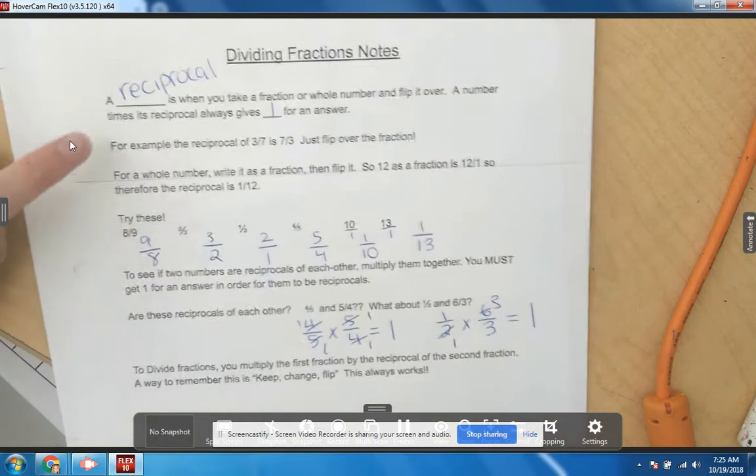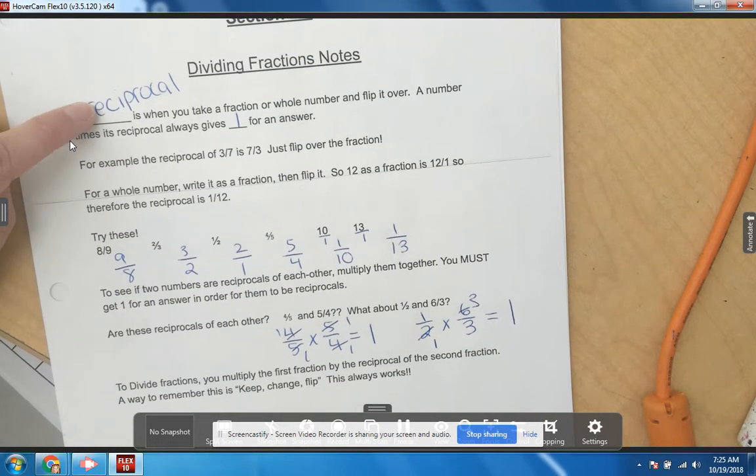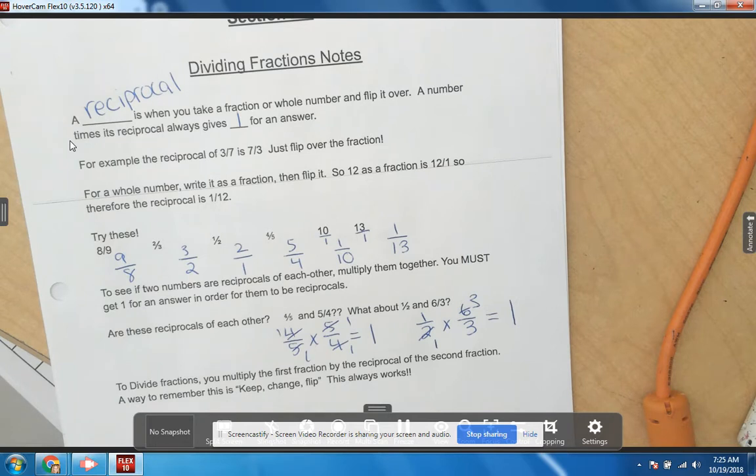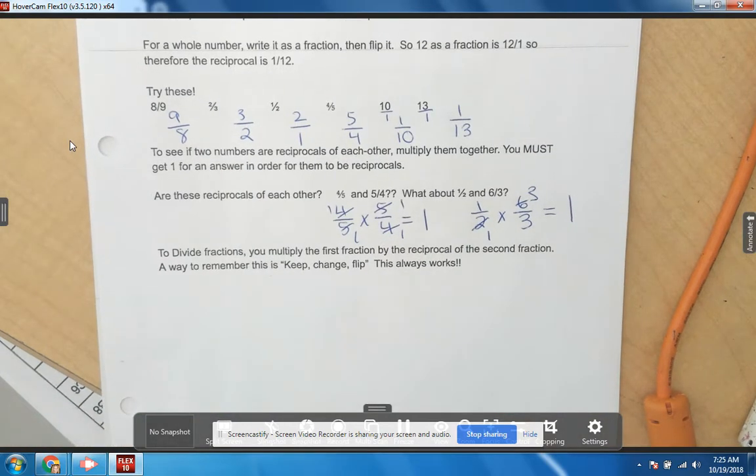Okay, the reason I spent so much time on reciprocals is because you need to know that in order to divide fractions. So to divide fractions, you multiply the first fraction by the reciprocal of the second fraction. So that means you keep the first fraction the same and you flip over the second fraction. And then it's the same thing as multiplying fractions. You just cross cancel if you can and you multiply across.